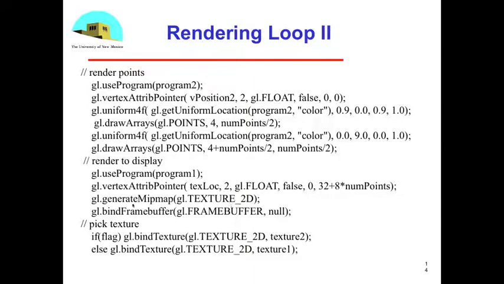So here's now generating the bitmaps, binding the frame buffer. Now we're returning to a normal render here. When I do GL bind frame buffer null, that says go back to the default frame buffer, which is the one that you see displayed. Choose which texture you want to use to do that rendering. That's going to depend on that flag variable that I set.